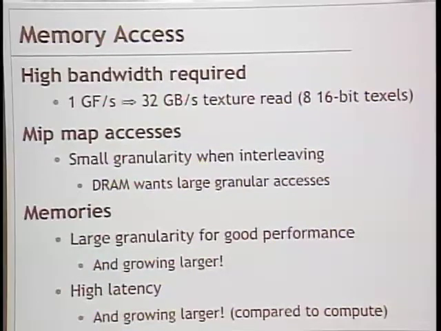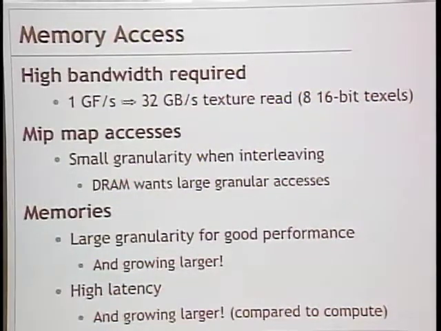The problem here is that MIPMAP accesses have very small grains. You're doing one word at a time. You're only accessing one word at a time from each of those eight banks. DRAM wants a big access. It wants you to get a whole chunk of things at a time. DRAM isn't very good about just going to grab one word at a time. DRAM wants to grab a whole coalesced chunk of 16 things at a time or 32 things at a time. So we've got this real mismatch here.